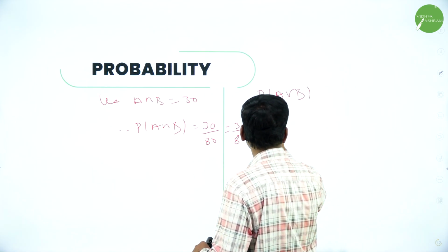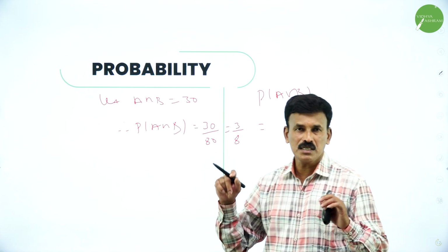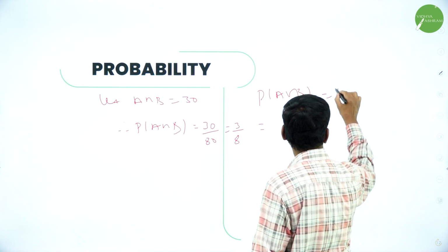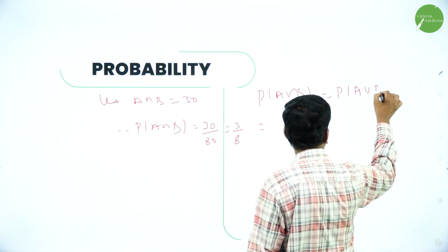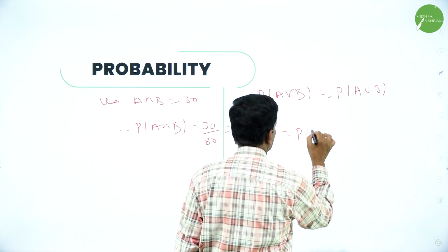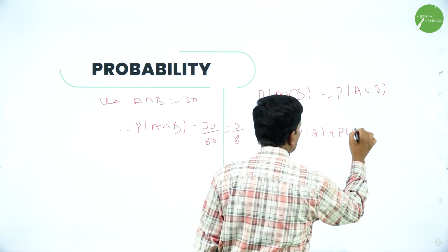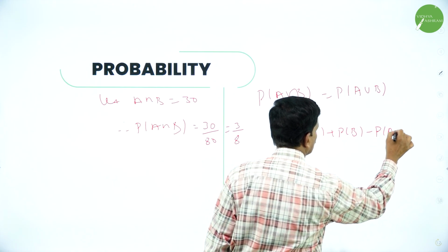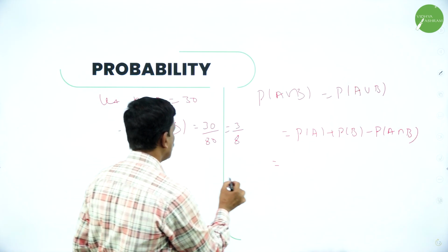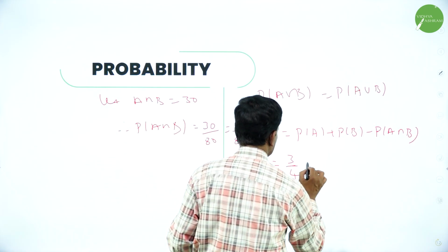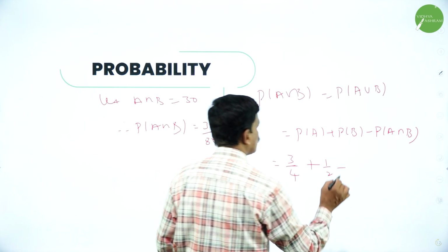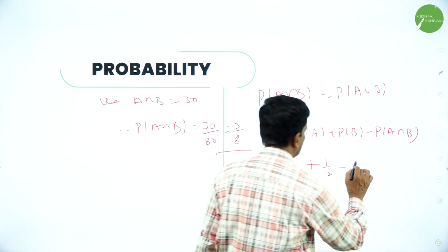Now just find out the probability of A union B. That means the probability that a student is either a boy or a first class student is the probability of A union B. What is the formula? Probability of A union B is equal to probability of A plus probability of B minus probability of A intersection B. Probability of A is 3 by 4, probability of B is 1 by 2, minus probability of A intersection B, which is 3 by 8.